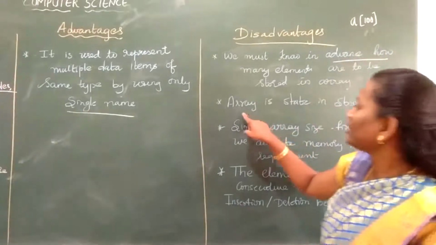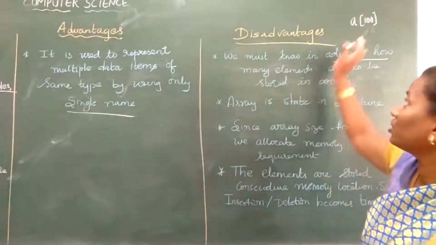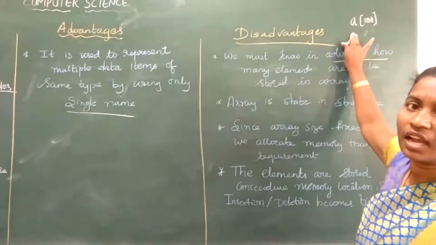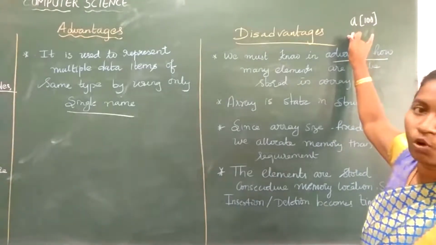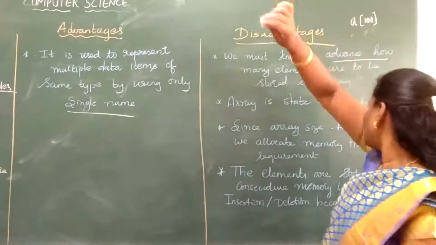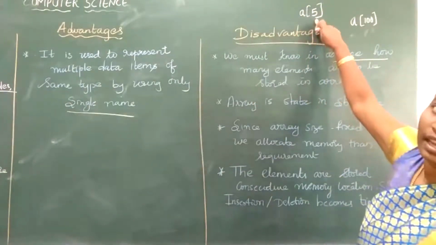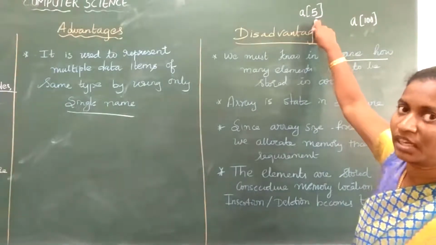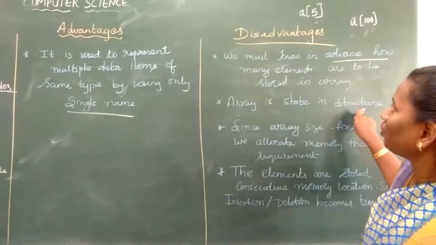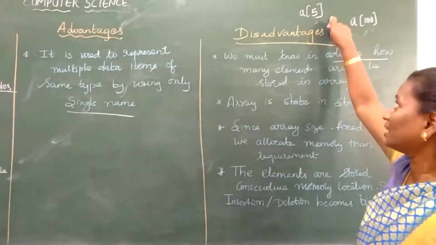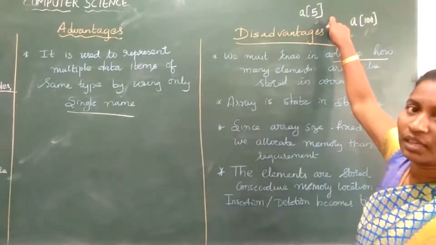Since the array is static in structure, once you declare the array, we can't change it dynamically at runtime if you want more memory. Suppose I need to store 10 elements but I have declared my array size as 5. Here you will have an error because you reserved less memory. Dynamically it can't be changed. Since the array size is static in nature, if the memory is less we have a problem. So we always need to reserve more memory.